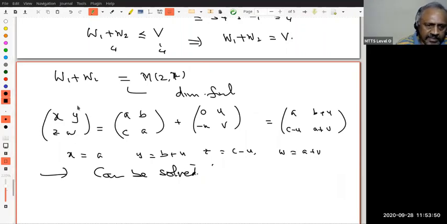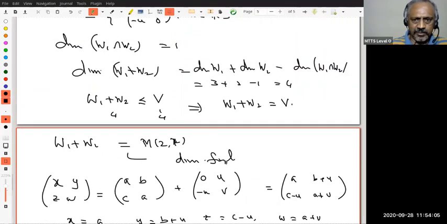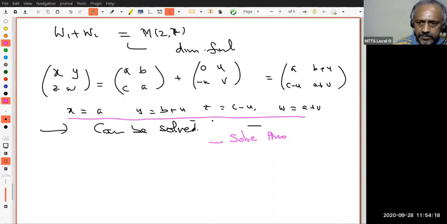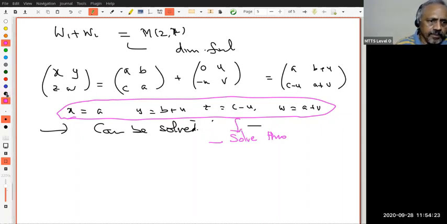Therefore, I can write any matrix in M2(R) as a sum of two matrices, one in W1 and another in W2. I can do this. In fact, I have done it, but it's a trivial exercise, so I don't want to spend time on that. You will be good, so you can do that. Solve this system of equations.